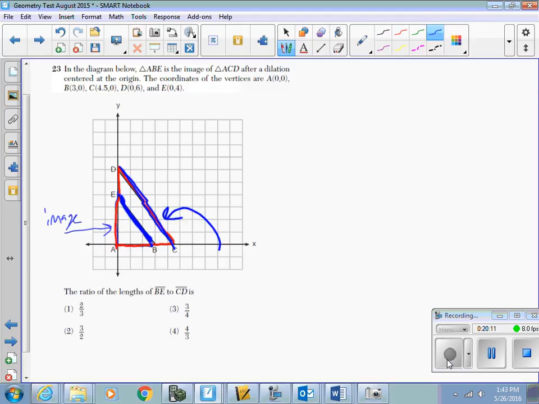So in a ratio, if they were the same size, you'd have a 1-to-1 ratio, or 4-to-4, or 3-to-3. But since CD is bigger and BE is small, and it says the ratio of BE to CD, that means you need to have a ratio that is below 1. If it were the other way around, you'd want a ratio above 1.